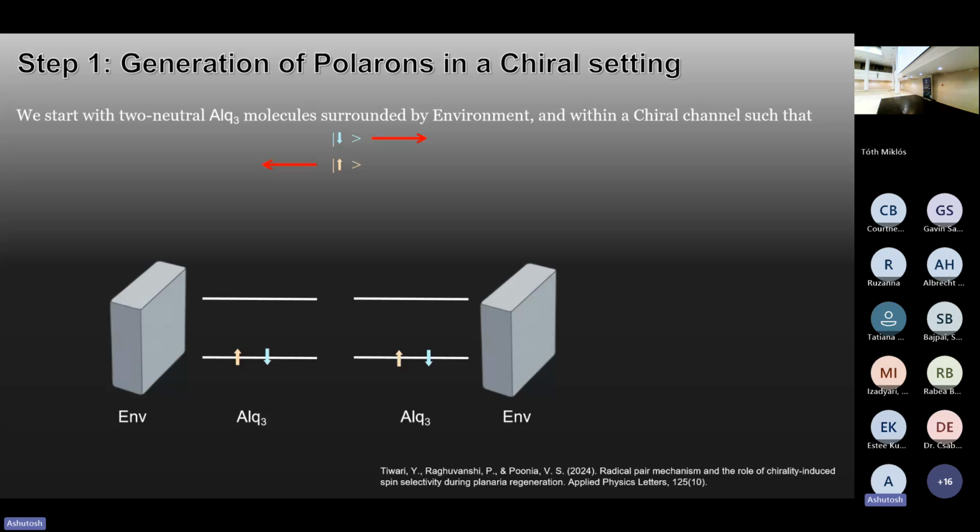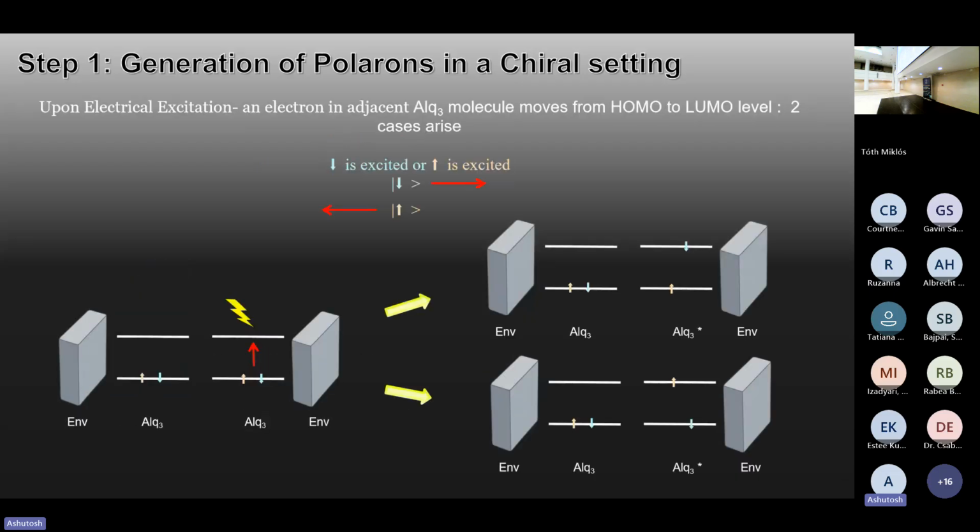So, first of all, generation of polarons. We have an environment and two AlQ3 molecules which are neutral, and both the electrons are paired. They are in their highest occupied molecular orbitals. Now, due to electrical excitation, a certain spin goes from the HOMO level to the LUMO level of one AlQ3 molecule. That spin can be downspin or upspin, as you can see. Now, to neutralize the ground state, another adjacent polaron has to transfer an electron.